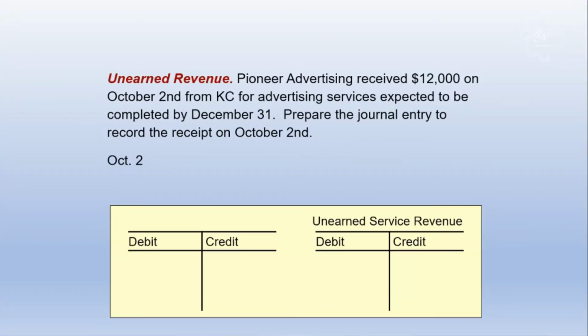On October 2nd, we have two accounts, cash and unearned revenue. Cash is an asset. Unearned revenue is a liability. It's increased. And the entry is debit cash, credit unearned service revenue.